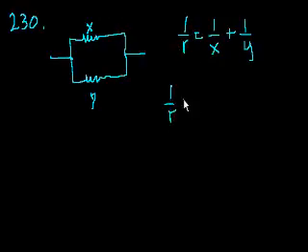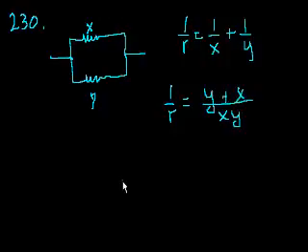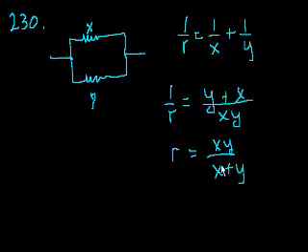So 1 over R will be equal to, let's get a common denominator, xy. 1 over x is y over xy. 1 over y is x over xy, right? And then we can take the reciprocal of both sides. So then r over 1, or r, is equal to xy over x plus y. I just switched those two around. And that is xy over x plus y. That is choice D.